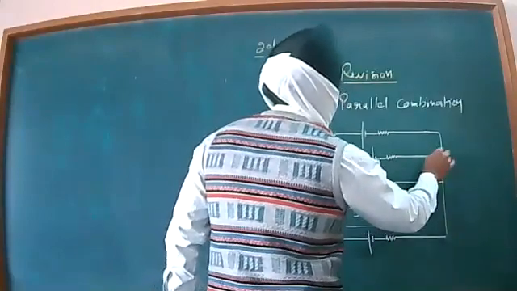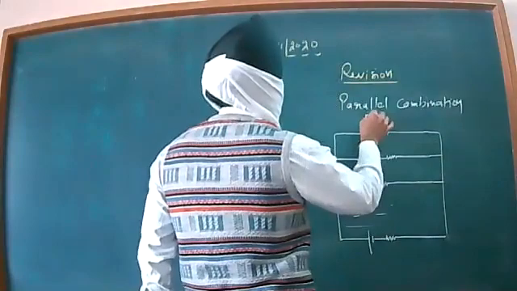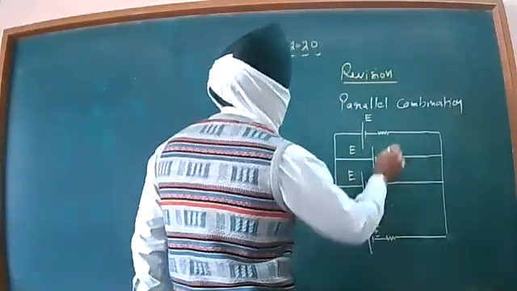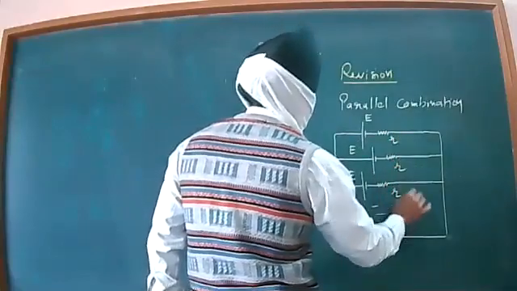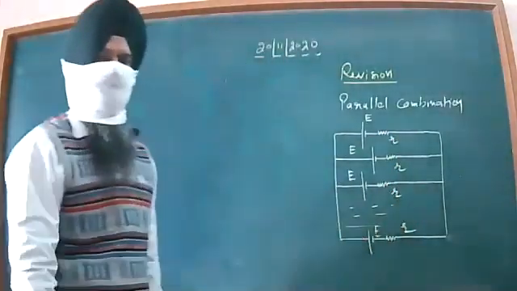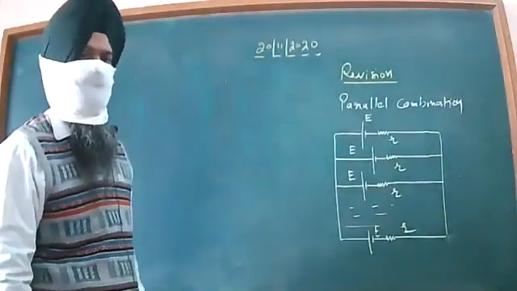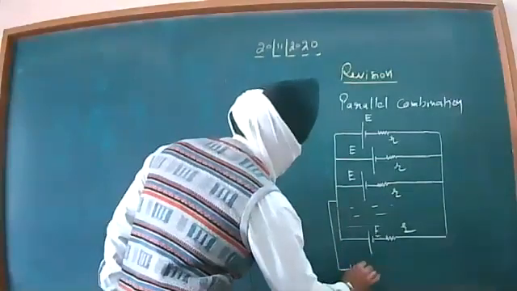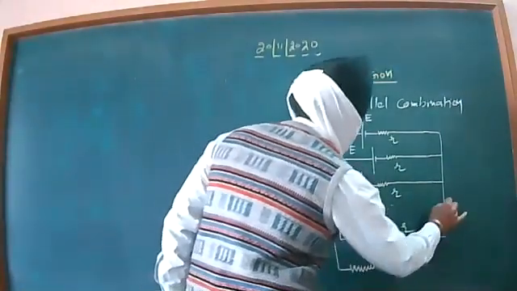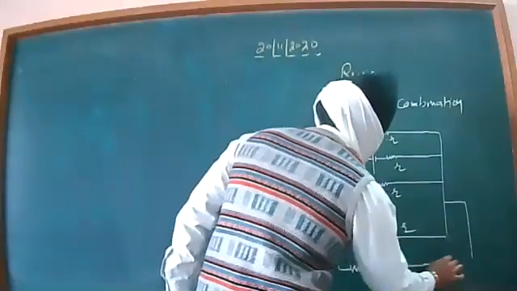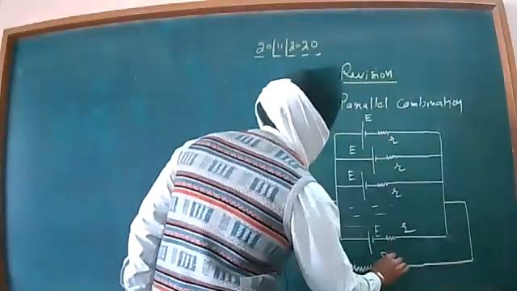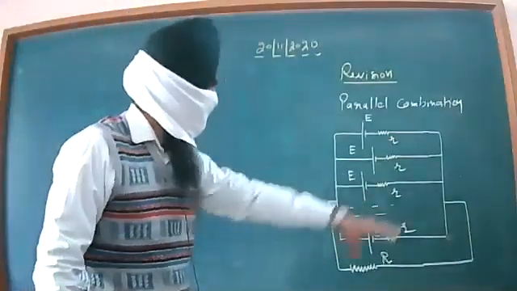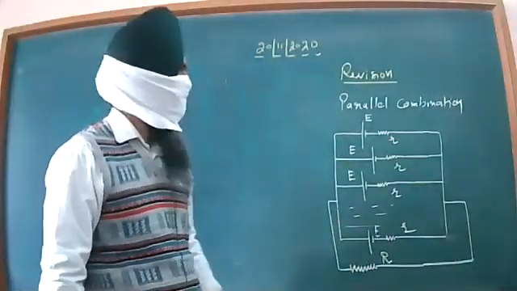So here, imagine the EMF of each cell to be equal to capital E and internal resistance to be equal to small r, as the combination is suggesting to us. Now we can connect an external resistance capital R to this combination in this manner, and let us imagine that it is capital R, the resistance connected in the exterior of this whole setup.